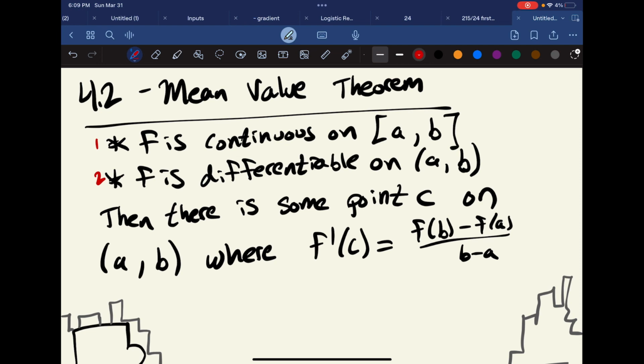So basically, if you're continuous on the closed interval and you're differentiable on the open interval, then there's some point c on the open interval where f prime of c equals f of b minus f of a over b minus a. So that's a lot of words and that's a lot to remember. Let's just break it down.